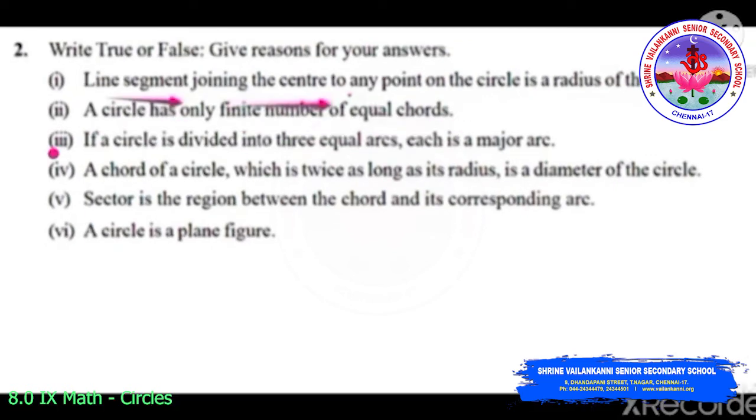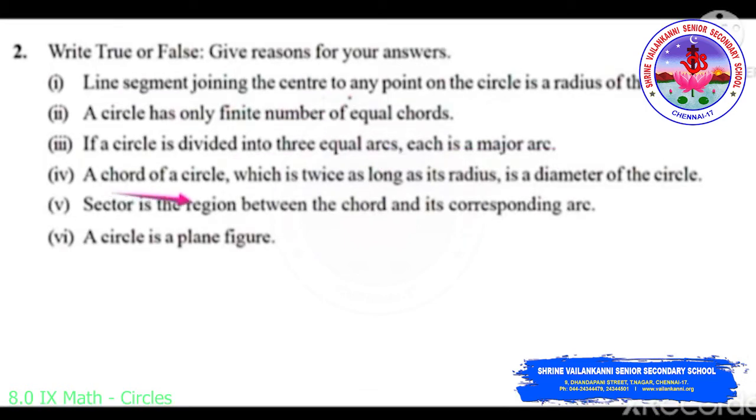Third one, if a circle is divided into three equal arcs, each is a major arc. We know that a major arc will be more than a semicircular arc. So if a circle is divided into three equal arcs, each cannot be more than a semicircular arc. It must be a minor arc, not a major arc. So the statement is false.